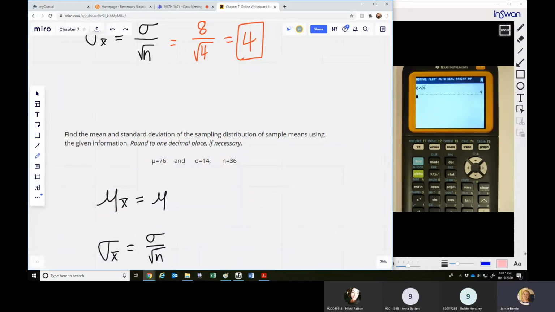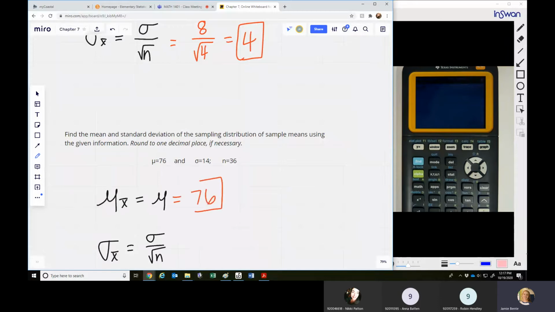All right, so let's switch to another color. The mean, again, is just the same as the population mean, so it's just 76. Super easy.